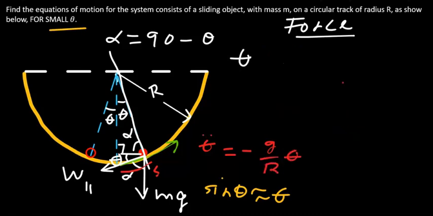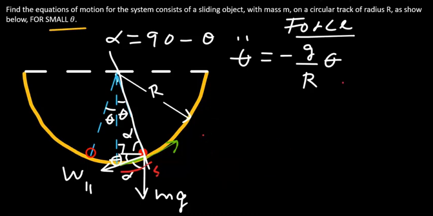So there you go. This is the equation of motion for that system. If you notice, this is just a differential equation for a simple harmonic motion.